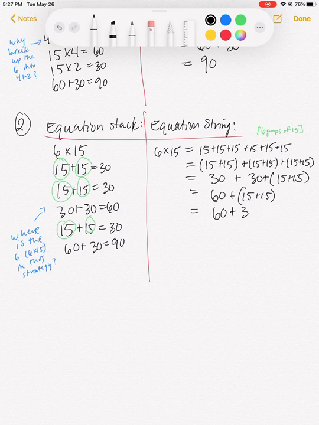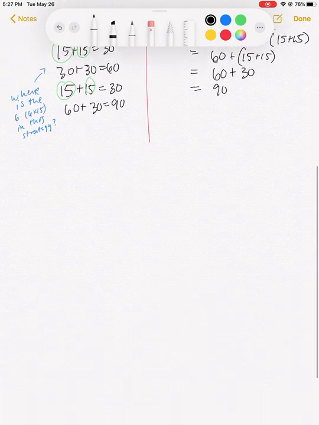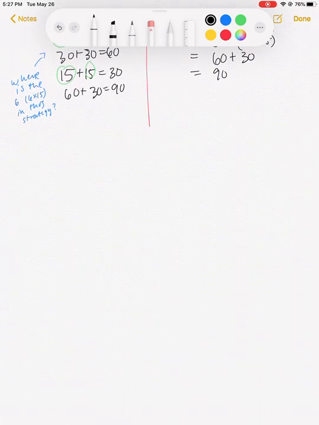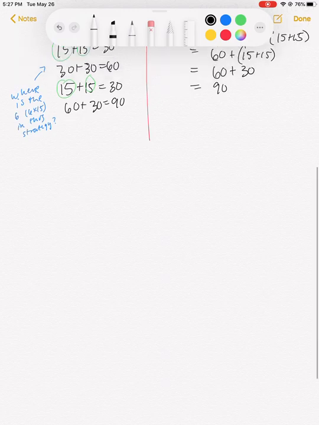And then next, the student added those last 2 15s, and then they added the 60 and the 30 to get 90. Okay, so that's how equation strings work. You've got to model what the student thinks with equations to make sure they're all correct and all the steps are equal. Good algebra exercise. So that was number 2. So let's do strategy number 3.